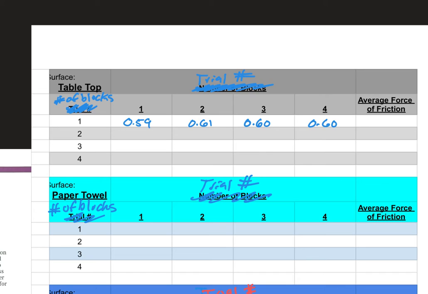For two blocks, it was a little more difficult. Notice what happened to our effort force, or our force of friction here. It a little more than doubled. So trials 1 and 2, we had 1.20, and then we had 1.18, and then for trial 4, we had 1.22.